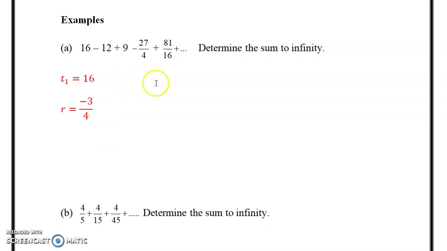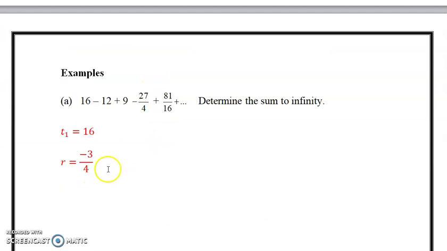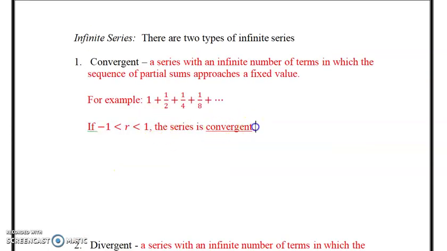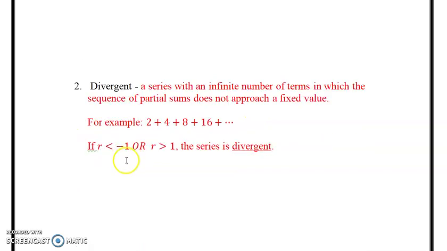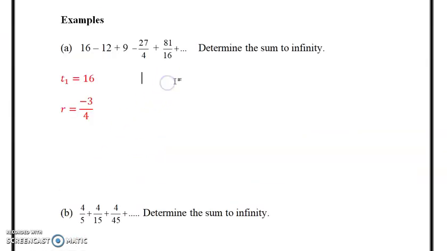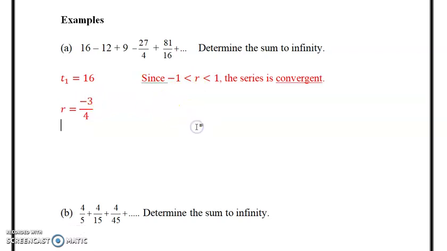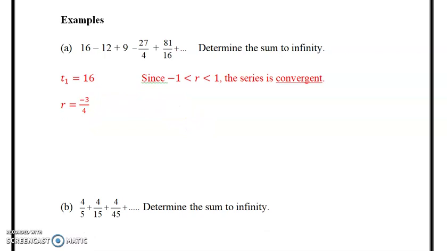So we say, since our R value is between -1 and +1, since -1 is less than R is less than 1, the series is convergent. Now we can calculate that.